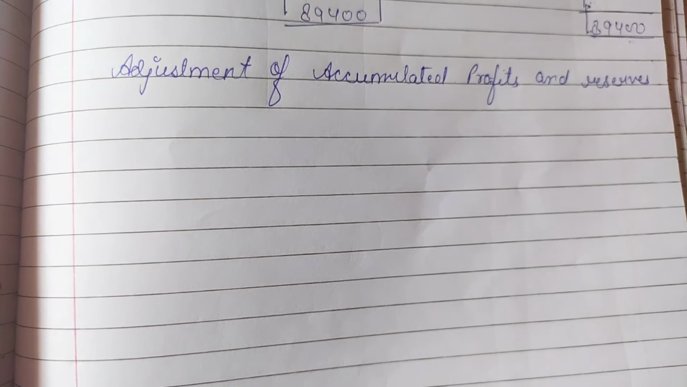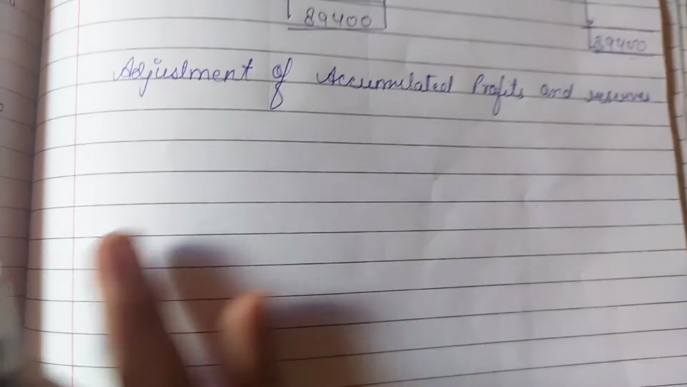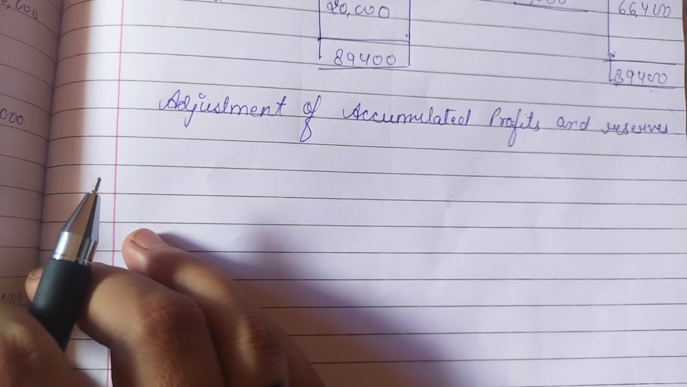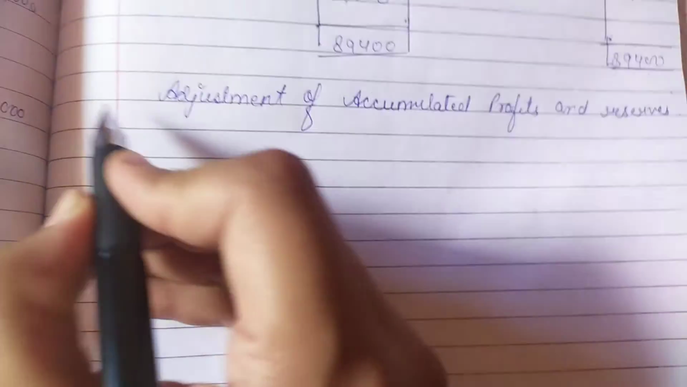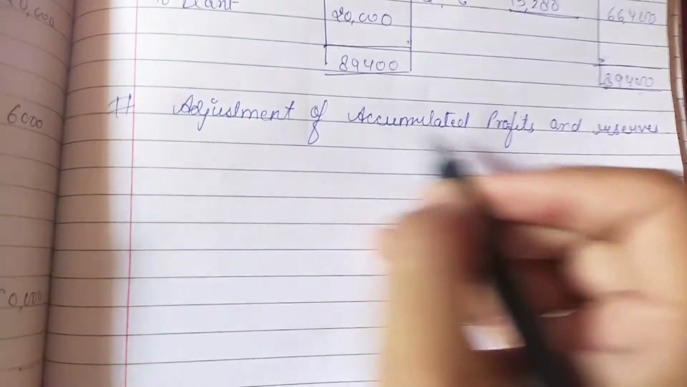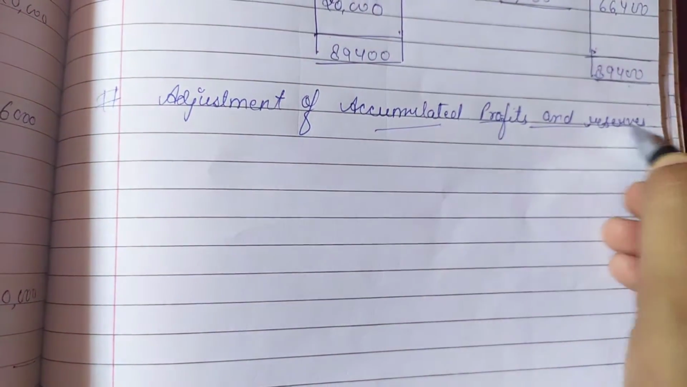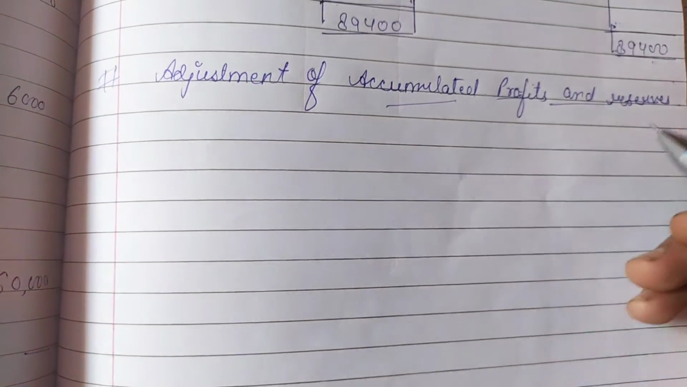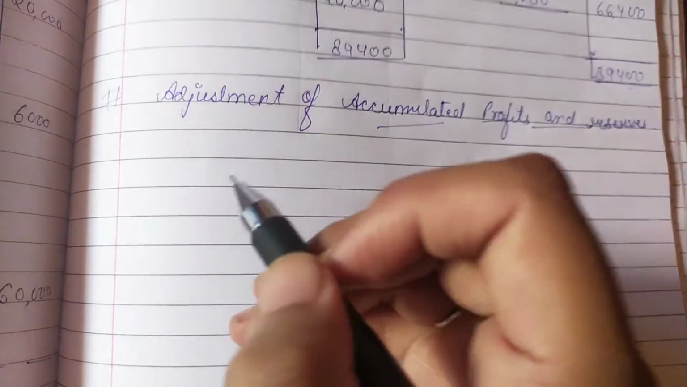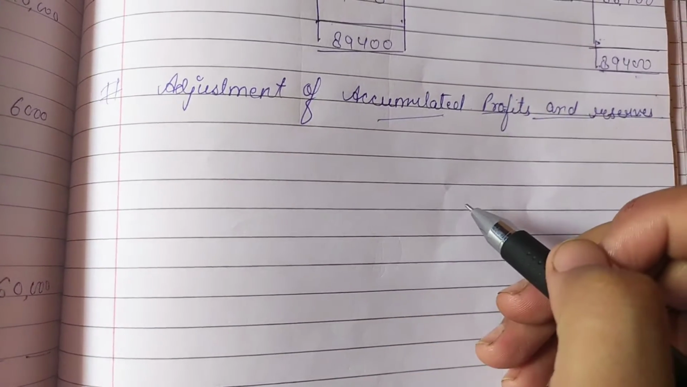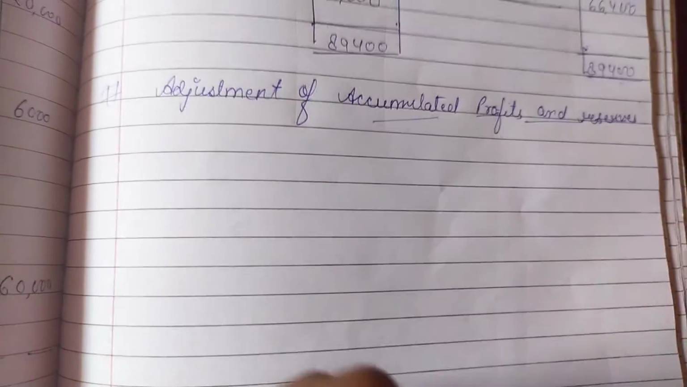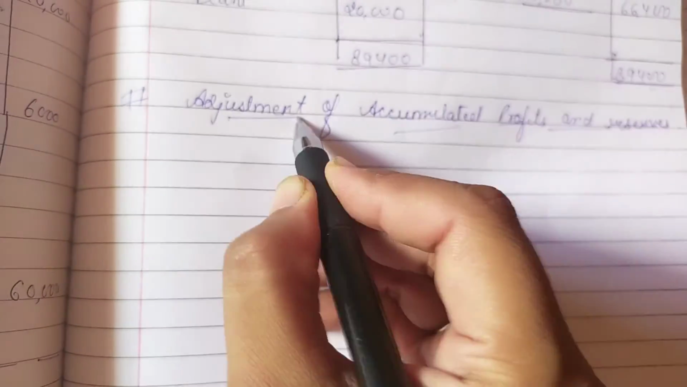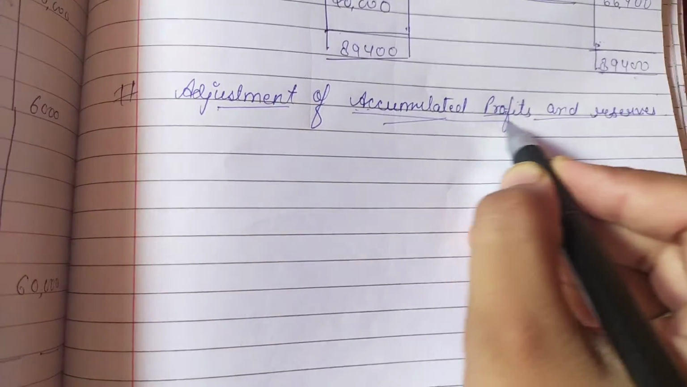Hope you are going through with your studies, and today in the chapter of retirement of a partner we are going to start the adjustment of accumulated profits and reserves. See students, it is not very tough for you because you have already done this topic at the time of admission of a partner. Okay, so today we are going to do the adjustment of first accumulated profits.